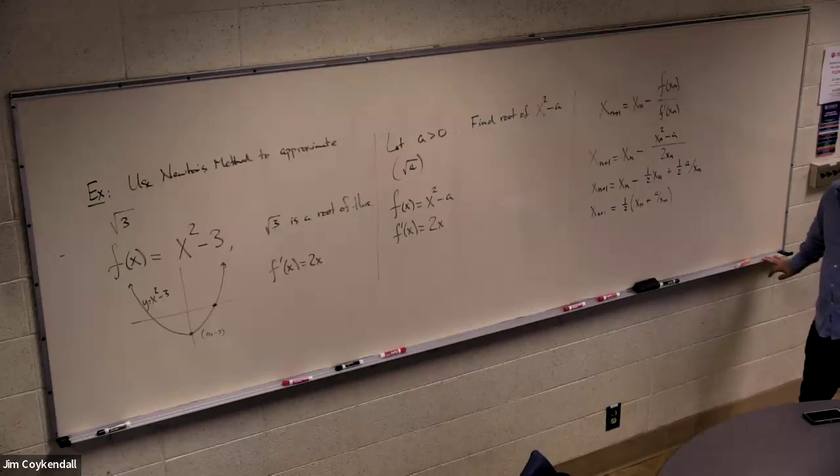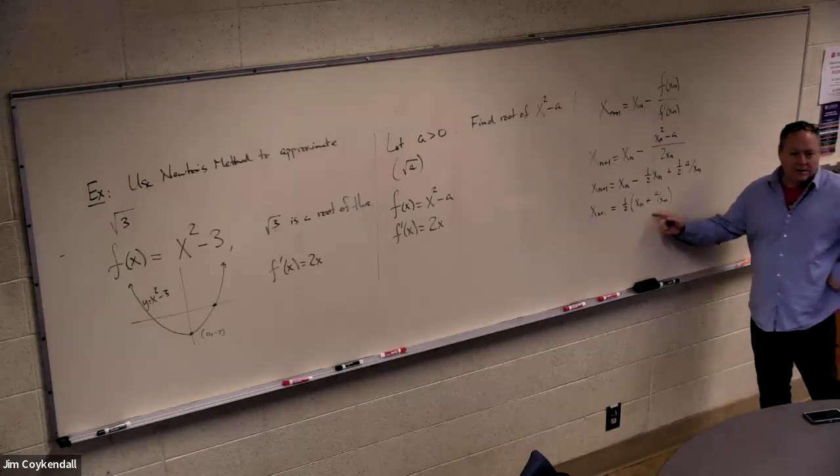This is the way I see the Babylonians used to approximate square roots. They were able to use this algorithm right here. This is the method.